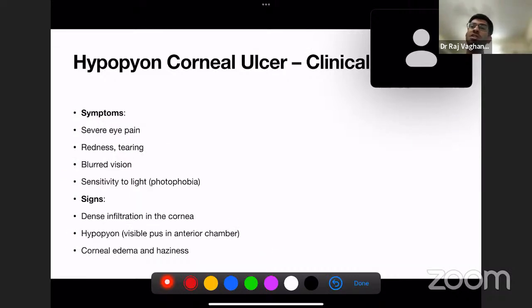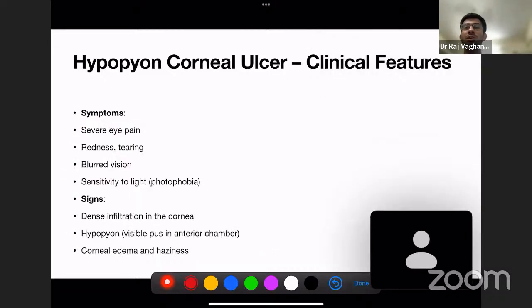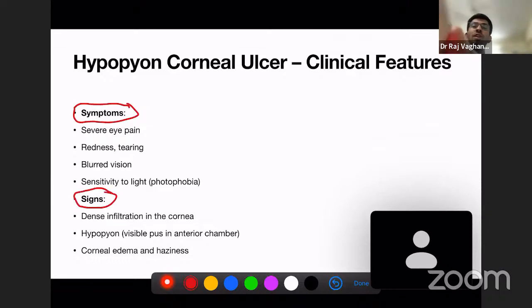Now the clinical features. Okay, so the clinical features include symptoms and signs. What are the symptoms and what are the signs? So symptoms, first of all, include severe eye pain. Okay, there can be severe eye pain in which eye the hypopyon is there. Redness and tearing can be there. There can be blurred vision because the anterior segment is filled with the pus, so the light cannot enter properly through the cornea. Okay, and the fourth is sensitivity to the light.